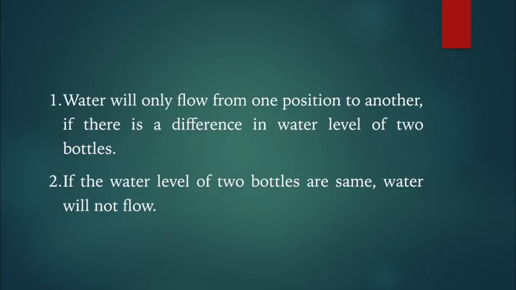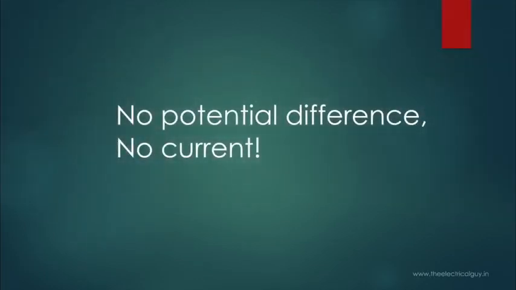So like water, current will only flow from one point to another only if there is a potential difference between those 2 points. No potential difference, no current or continuous flow of electrons. Mark that sentence permanently in your mind. No potential difference, no current. Potential difference is sometimes also called voltage.